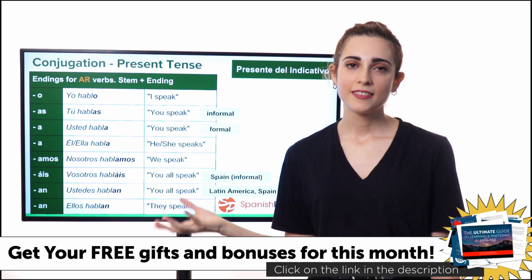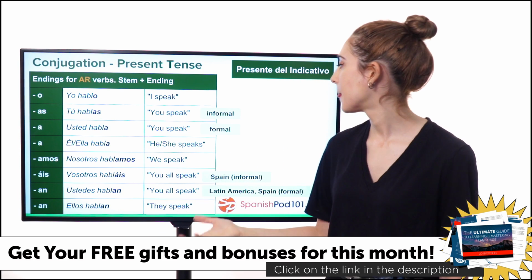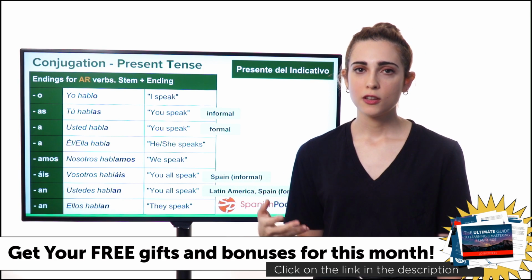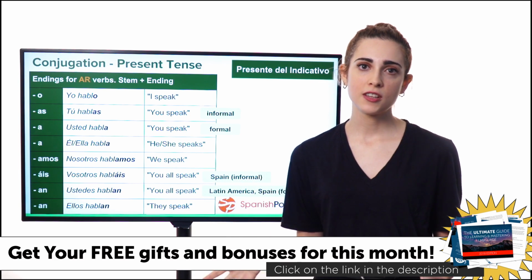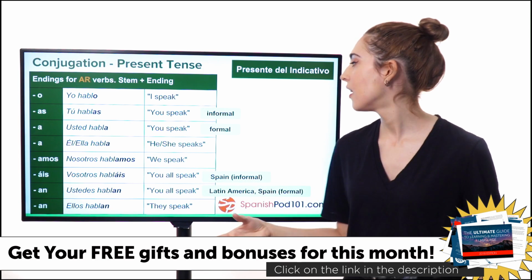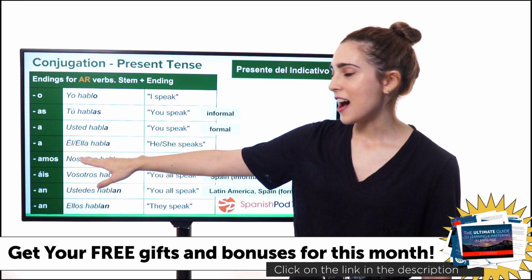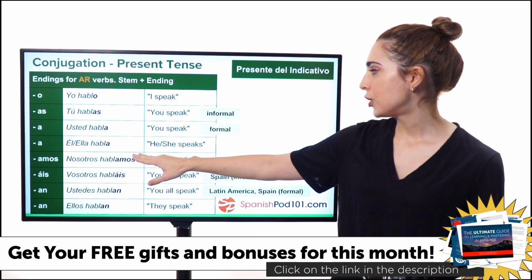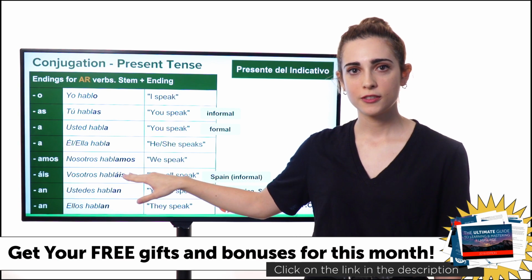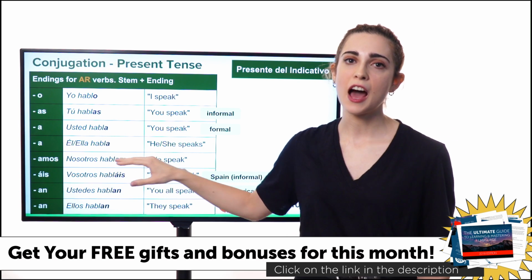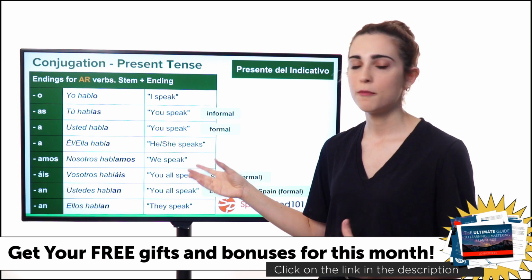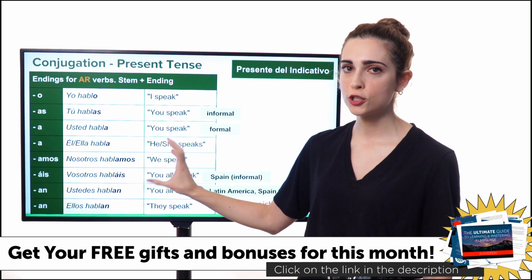Él habla, ella habla. If the subject is we, nosotros if it's masculine, nosotras the feminine, we add amos. Nosotros hablamos, or nosotras hablamos. So the verb doesn't change if it's masculine or feminine, but the subject does.